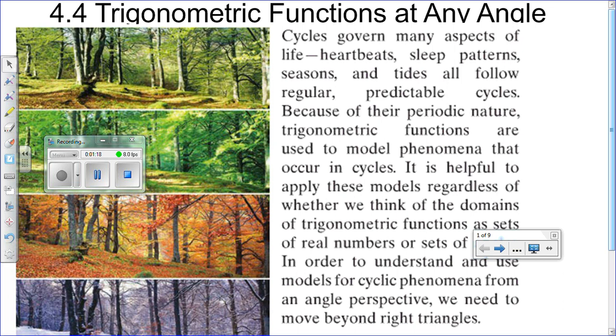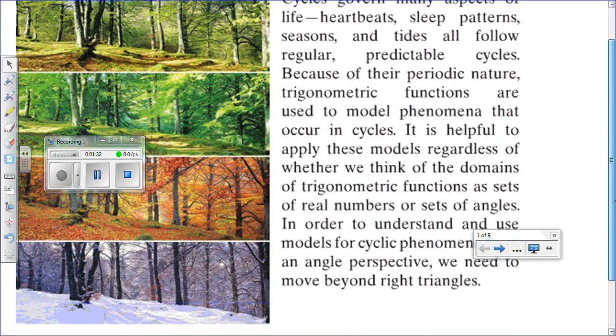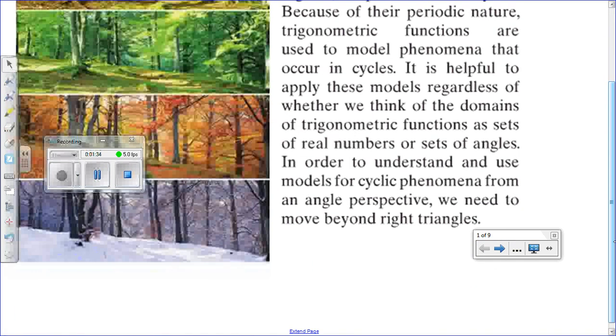Okay. All right. Because of their periodic nature, because they just keep repeating, trigonometric functions are used to model this type of phenomena that occur in cycles. It is helpful to apply these models regardless of whether we think of the domains of the trigonometric functions as sets of real numbers or sets of angles. In order to understand and use models for cyclic phenomena from an angle perspective, we need to move beyond right triangles.